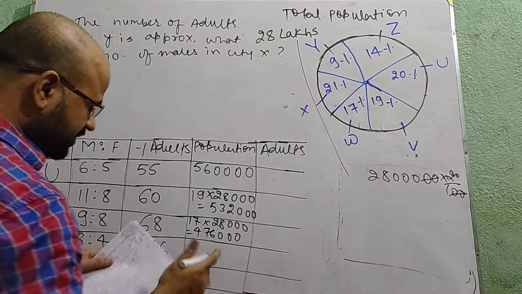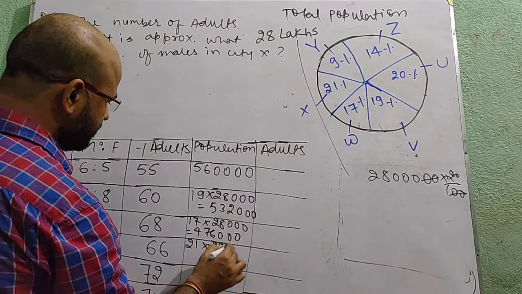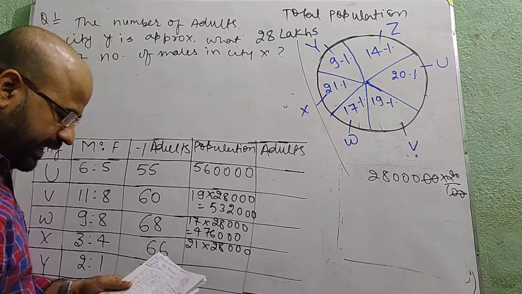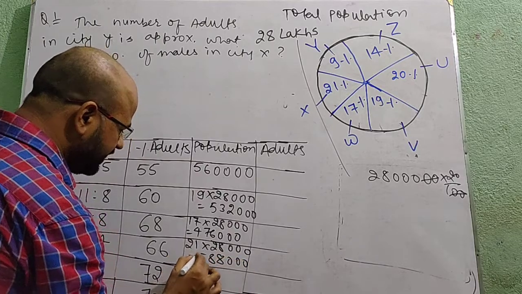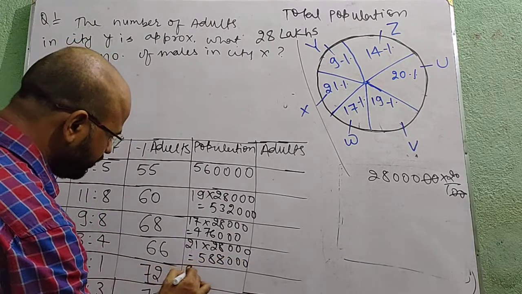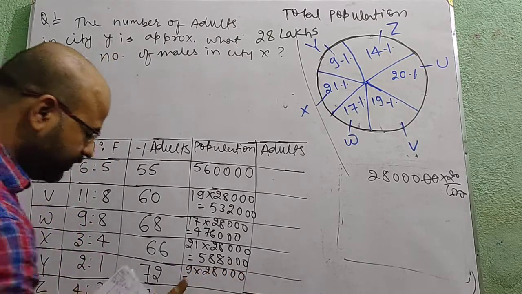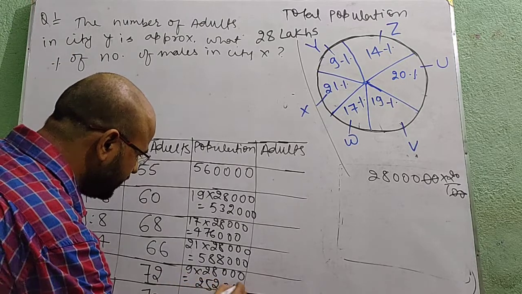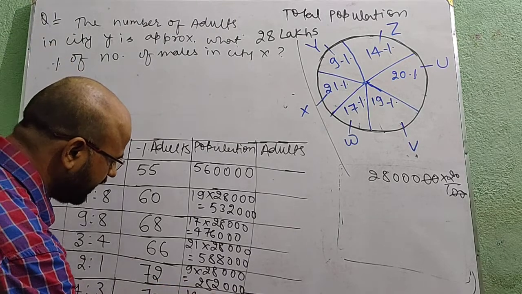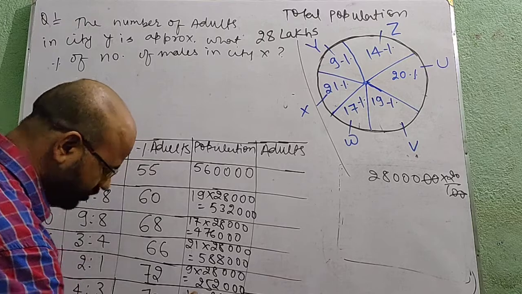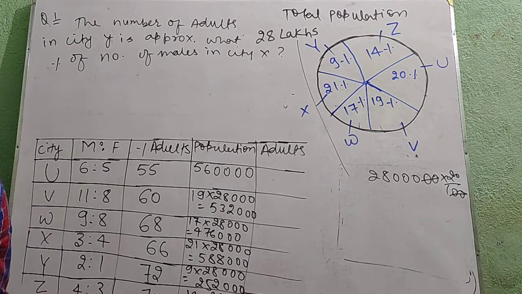Then the other was 21%. X is 21%. 21 into 28,000. If you multiply here, then you will get 588,000. And the other, that is 9 into 28,000. If you multiply, you will get 252,000. Here, the population of 14 into 28,000, you will multiply, you will get 392,000. This is the population of each city.